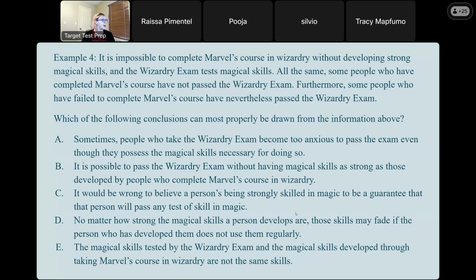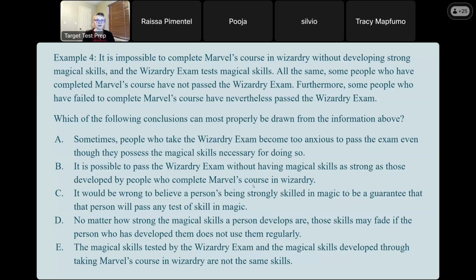D, no matter how strong the magical skills a person develops are, those skills may fade if the person who has developed them does not use them regularly. This could be true, but it is irrelevant to our argument, and it is also not fully supported. And E, the magical skills tested by the wizardry exam and the magical skills developed through taking Marvel's course in wizardry are not the same skills. Well, again, not necessarily. There are more factors to passing a test than simply knowing the material on the test.